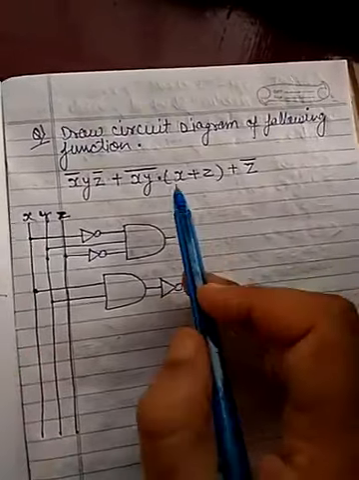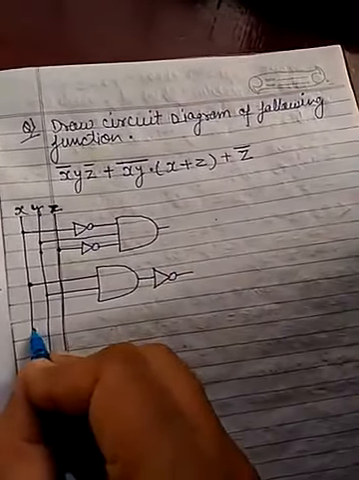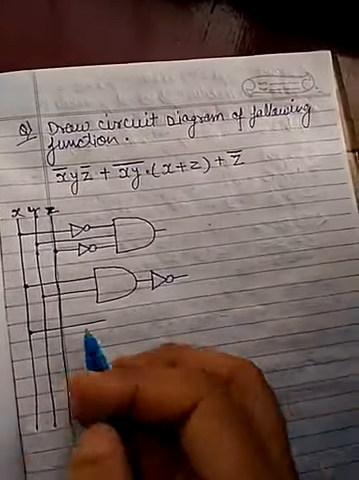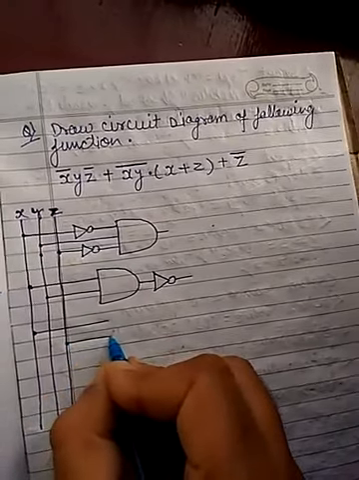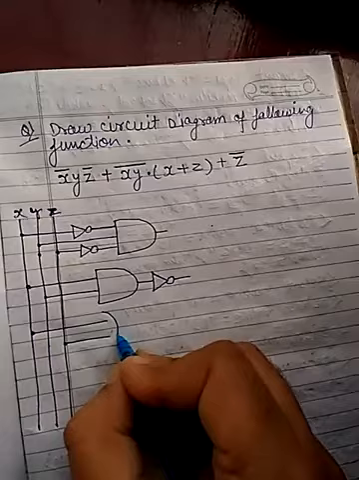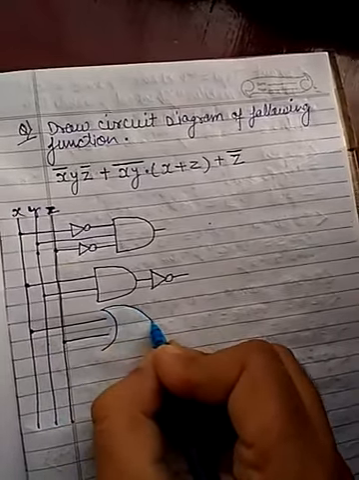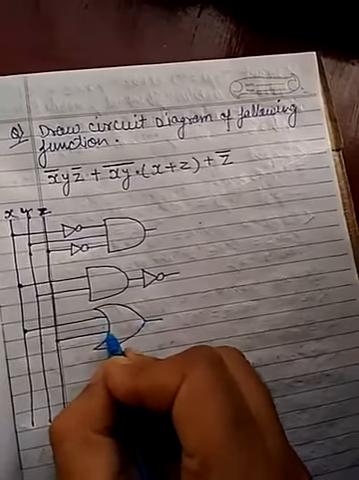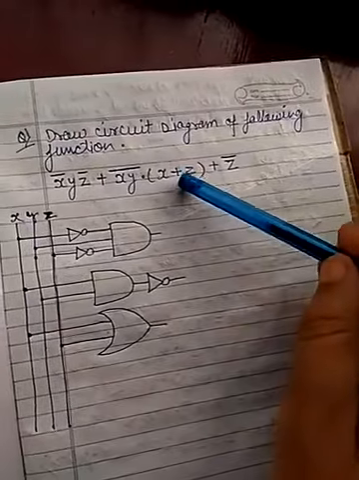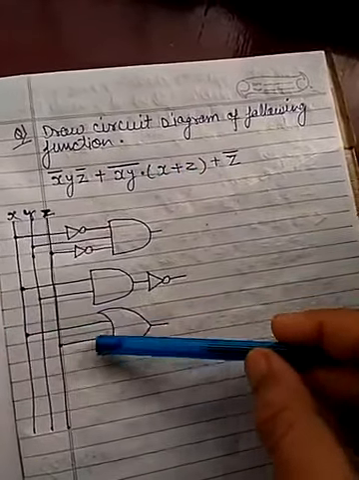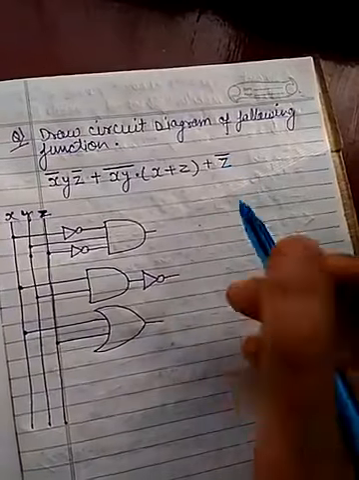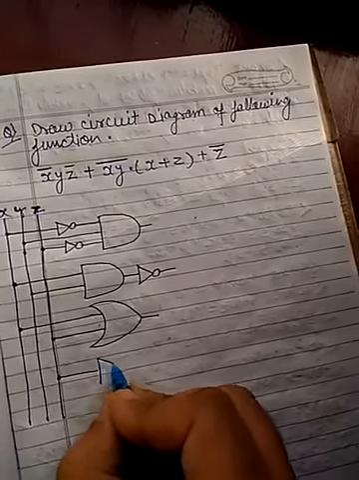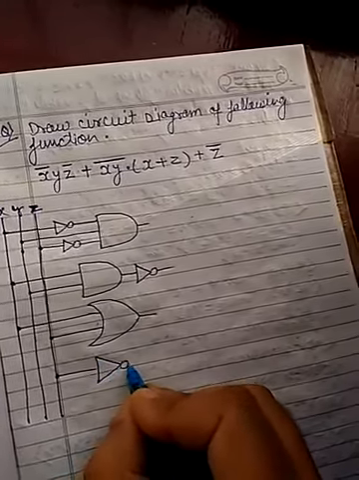This is the second term. The third term is (x + z), x and z, x plus z. We have to add it, and for plus we have to use the OR operator. This is the third term, x plus z. Then the last one is z'.